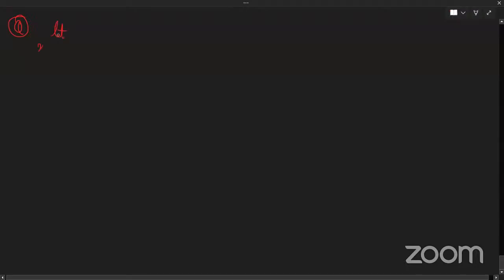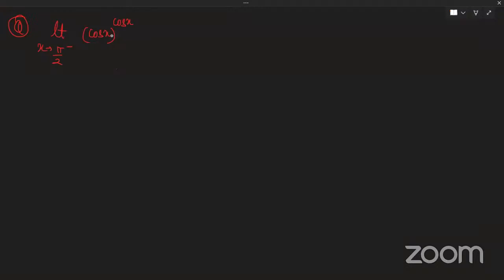So I have limit x tends to pi by 2 minus. Then I have cos x raised to cos x. Which form do we have over here? What is cos of pi by 2?